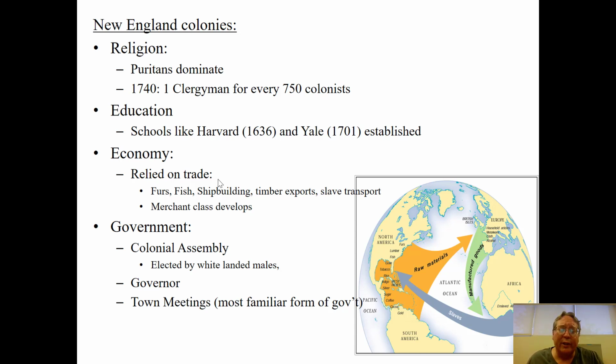And we can kind of know this because by 1740, there's only one minister for about every 700 colonists in New England. Now keep in mind, these are colonies that were started by ministers with their congregations originally. So it used to be closer to one minister for every 30 to 50 colonists. Now it's way different. The populations have grown a lot. There's just way more people here, and a lot of them aren't as interested in religion as they used to be.